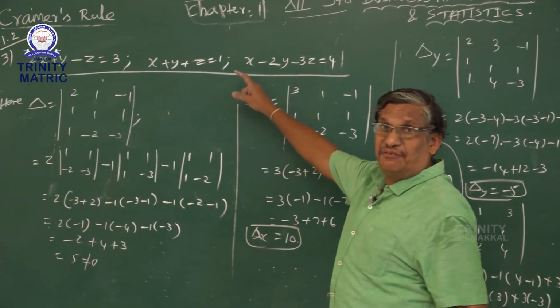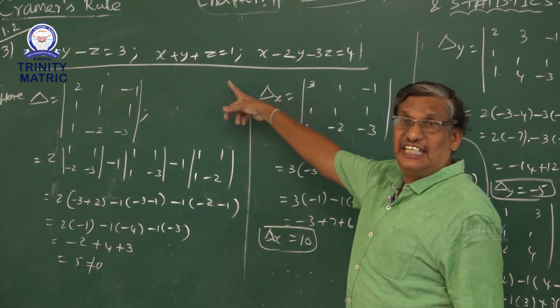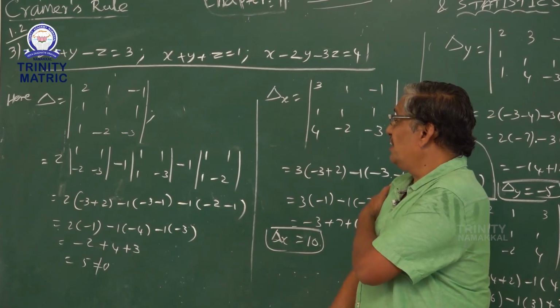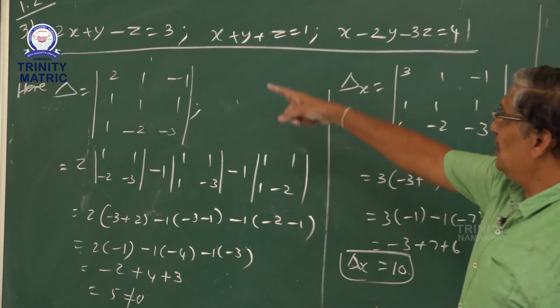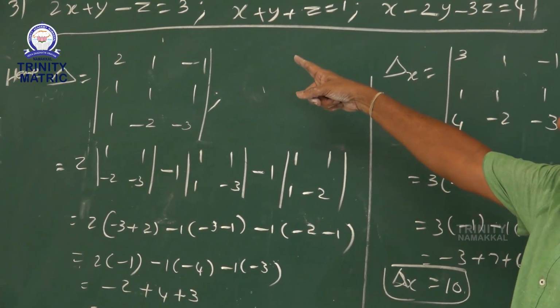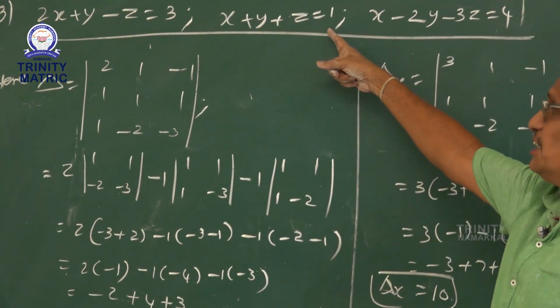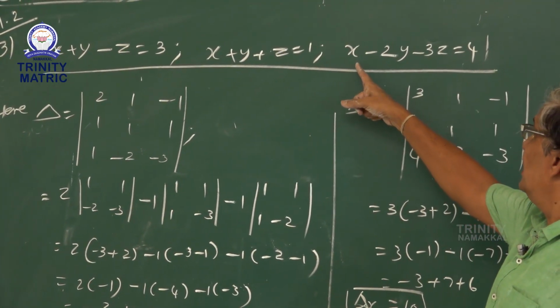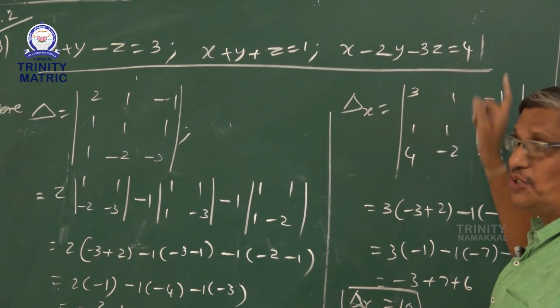Now, it can be extended for 3 unknowns. So, there 3 linear equations are given. What are the 3 equations? 2x plus y minus z is equal to 3. x plus y plus z is equal to 1. Third equation is x minus 2y minus 3z is equal to 4.